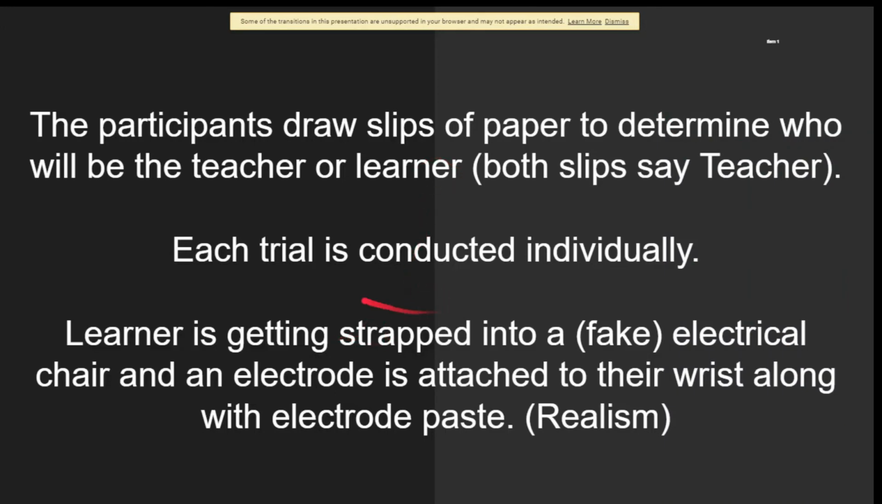We watch the learner getting strapped into a fake electric chair, and we tell them that the strap is to minimize movement when there is discomfort. There is also an electrode attached to their wrist, and we put on electrode paste and tell them that it's to prevent burns of any kind. Again, this all contributes to the validity and realism of the experiment.